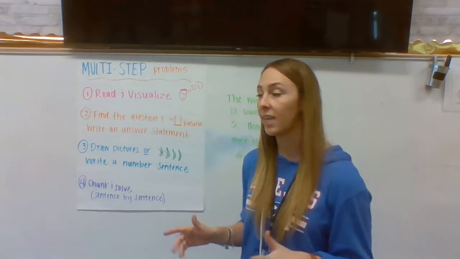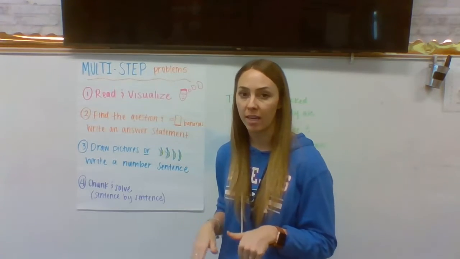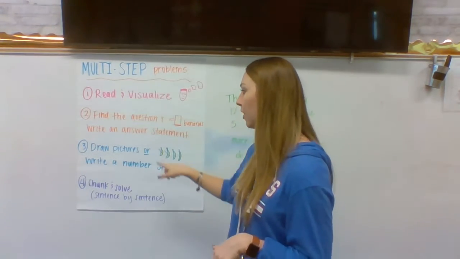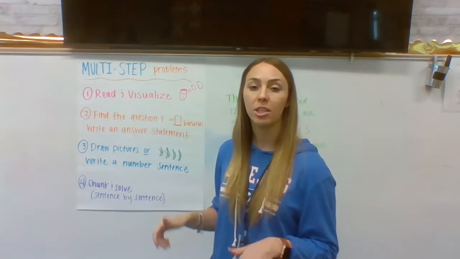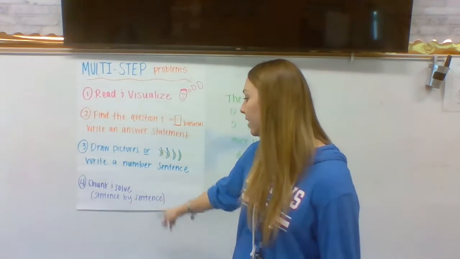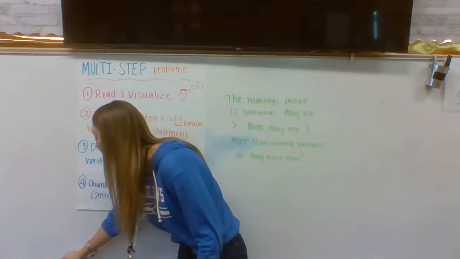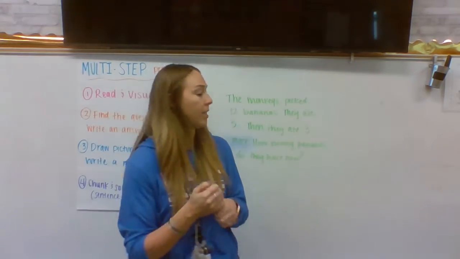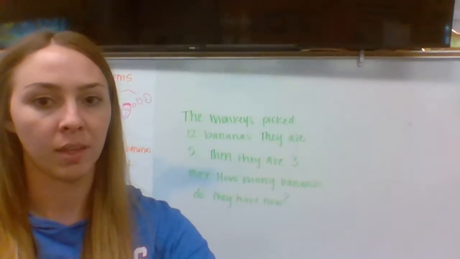What is it asking? And then sometimes it's helpful to write an answer statement. We'll talk about that in just a second. The third step, you can either use a number sentence like an equation, or you can draw pictures to help you solve. And then finally, you're going to want to chunk and solve. I like to do that sentence by sentence. Let me grab a pen here and let's take a look at this problem. I'll bring you a little bit closer.